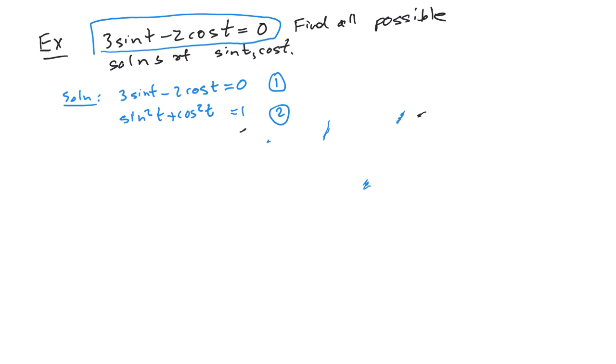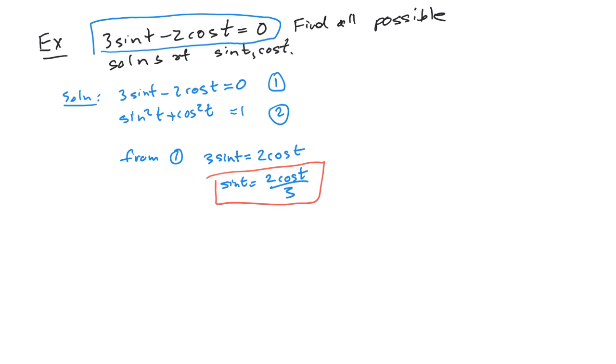You've got 3 sine t minus 2 cos t, and then you're going to use the second equation, the Pythagoras identity that we were using. We take our original equation 1 and solve for sine of t, and you get sine of t is equal to 2 cos t over 3. Now we sub that into equation 2. So you get (2 cos t over 3) squared plus cos squared t equals 1. Now you're going to expand.